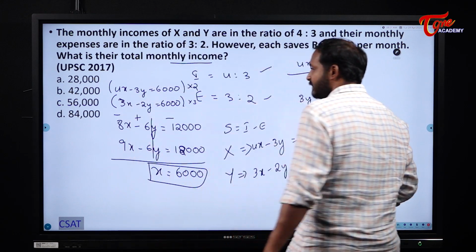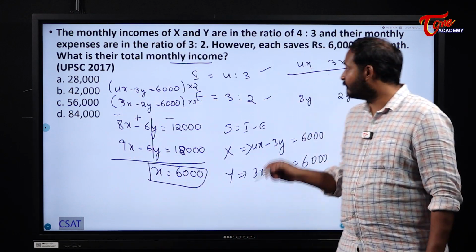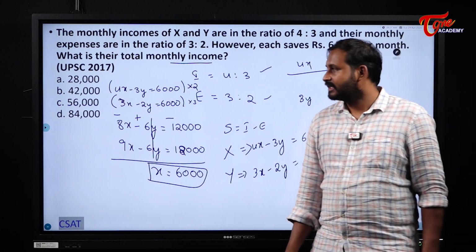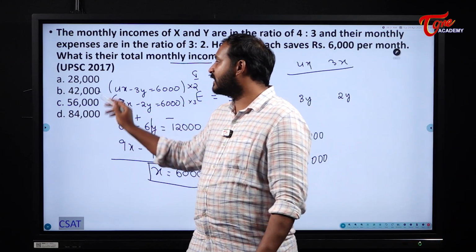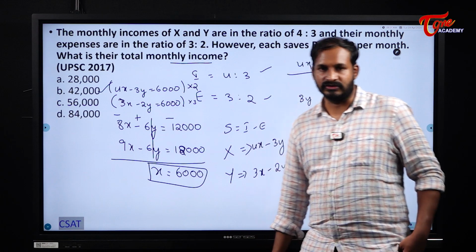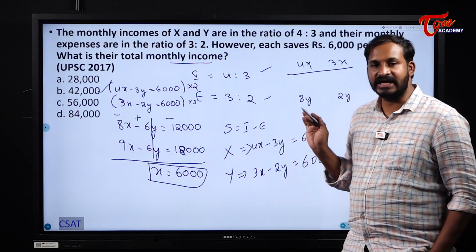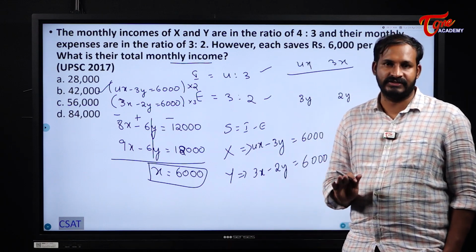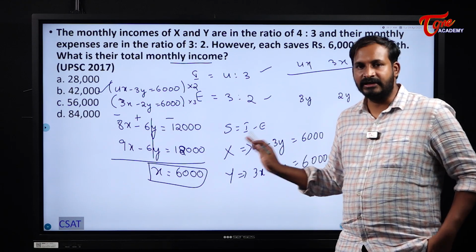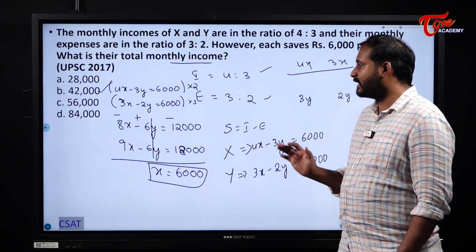If x value is 6,000, what is the total income? The total income is 4x plus 3x, which is what? 7x. So 7x value will become what for me here? 42,000. This is the actual and standard procedure, students. I will tell you the shortcut also, but please be careful with the shortcut.